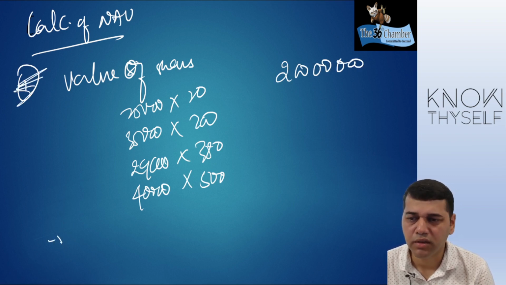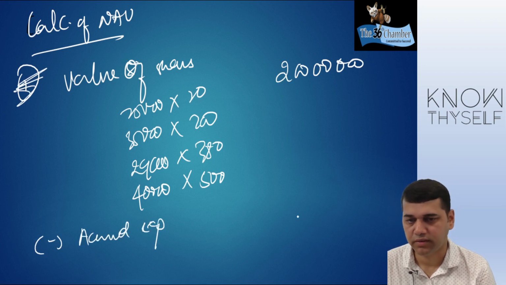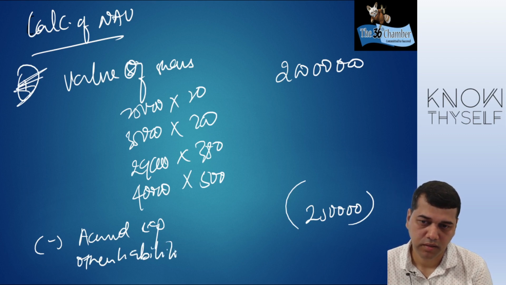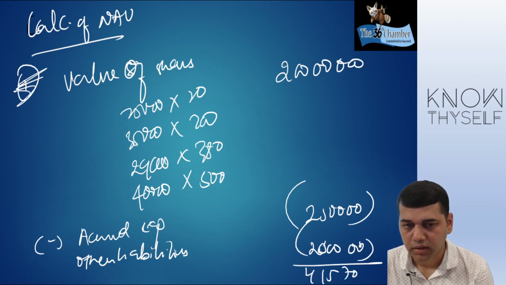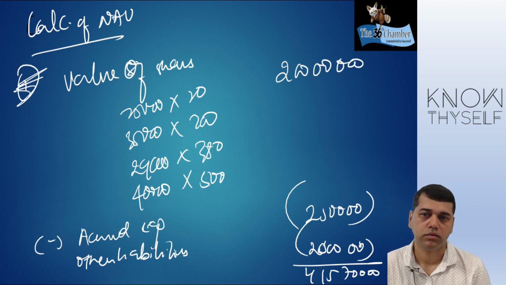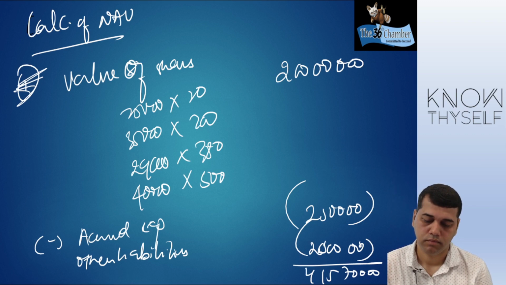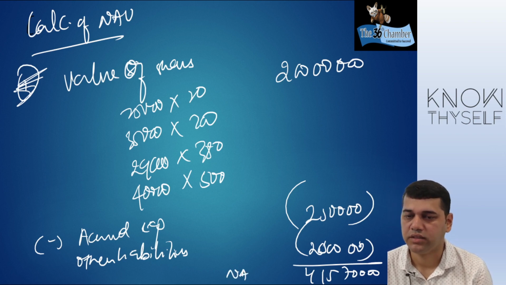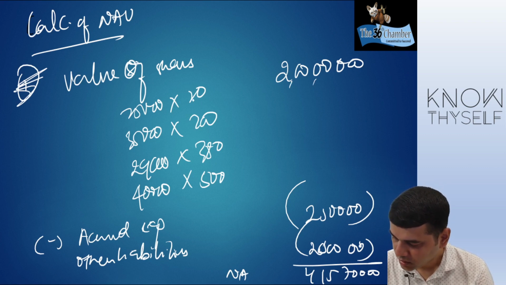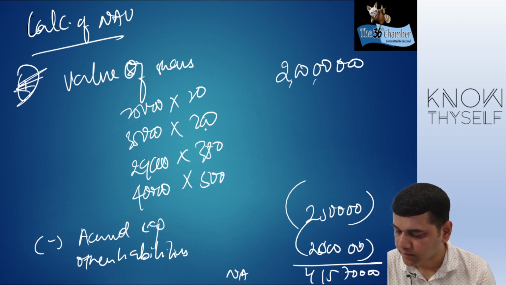Yeah, one not required, one, two you can give, less accrued expense 2,50,000, other liabilities 2 lakh. So you got a net assets of 4,15,70,000. You got net asset of 4,15,00,000. What? 2 crores, no? 25,000 into 20, 35,000 into 300, they are given here. This is at the end of the day.